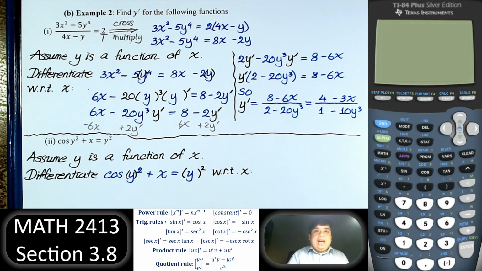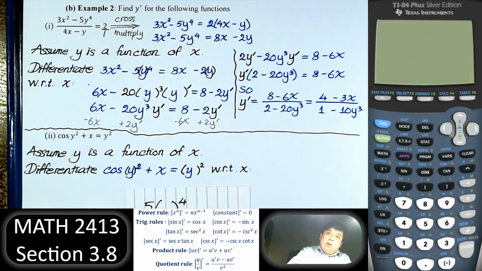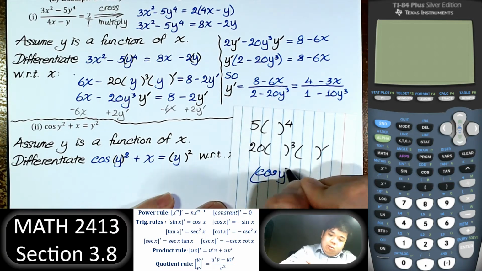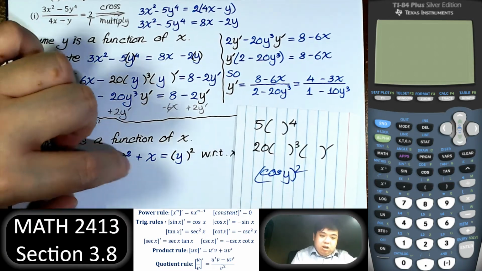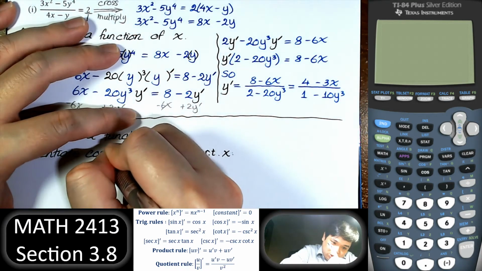Now cosine of y squared. Notice that this is not cosine y squared like that. This is cosine of y squared. So in that case, I need to put an extra parenthesis around it. Let's use a bracket here.